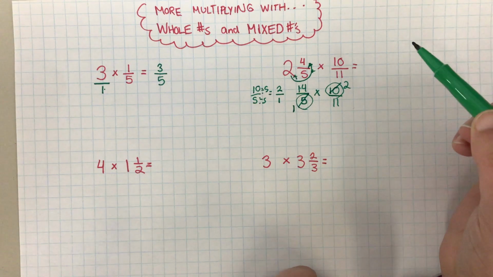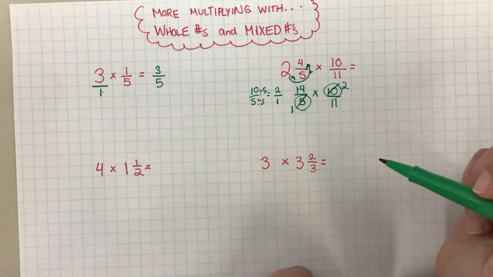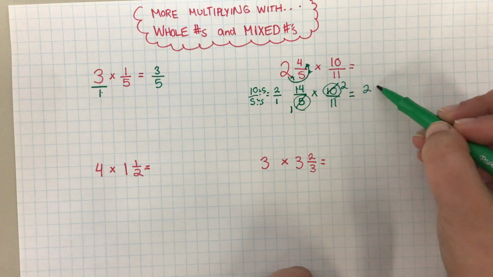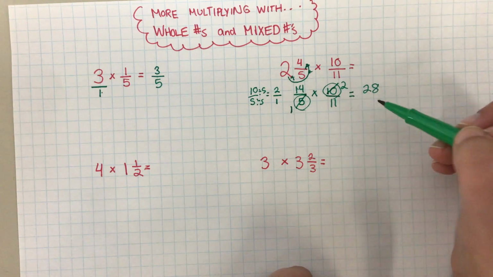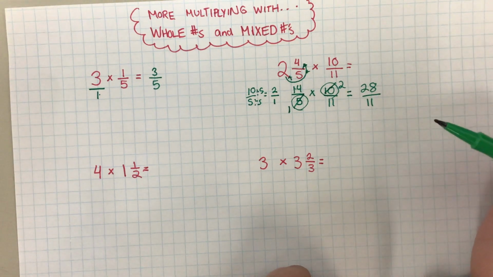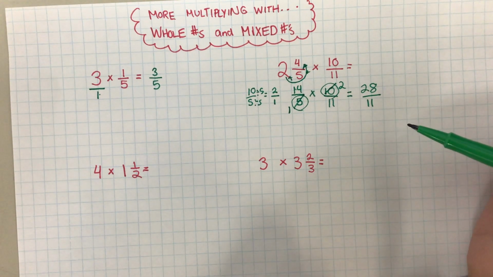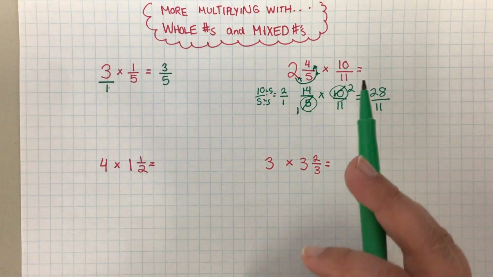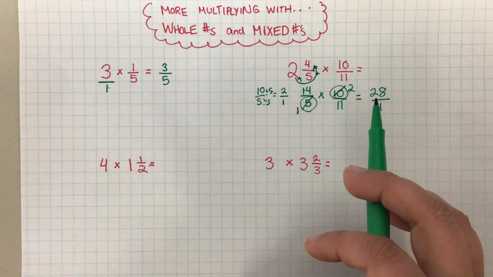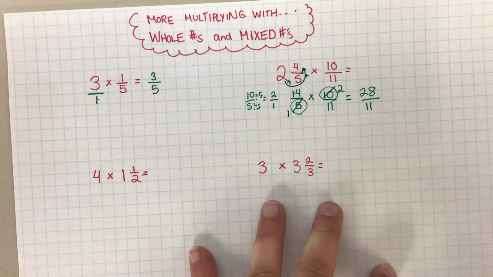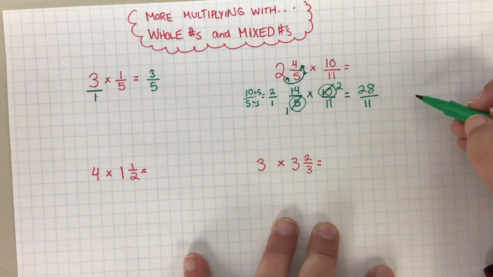Phew. Those numbers are a lot easier to multiply with. 14 times 2, that's just going to give me 28. 1 times 11, that's just going to give me 11. Wait a minute. I was almost going to say we're done with this problem. We can't be done yet. Look at the top number. Way too big. This is an improper fraction. We've got to change that. So that's exactly what we're going to do.